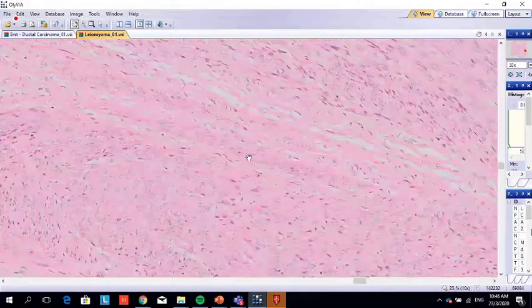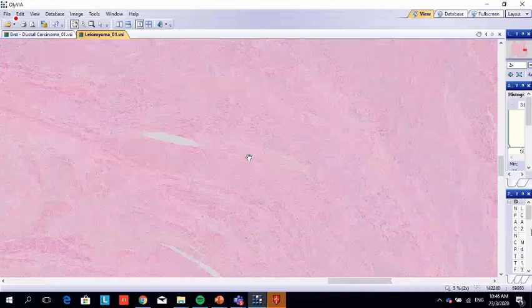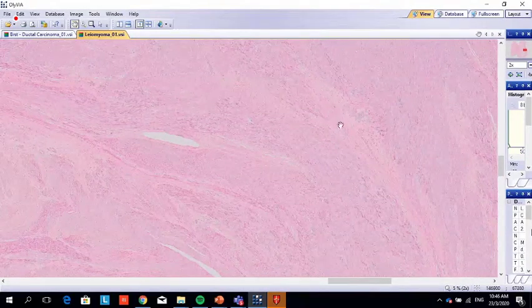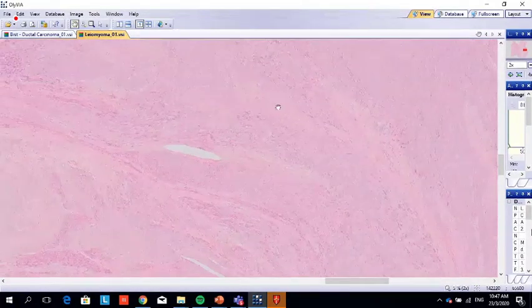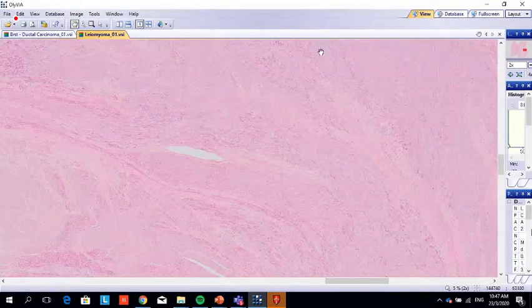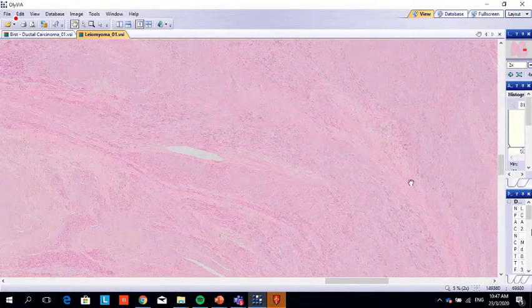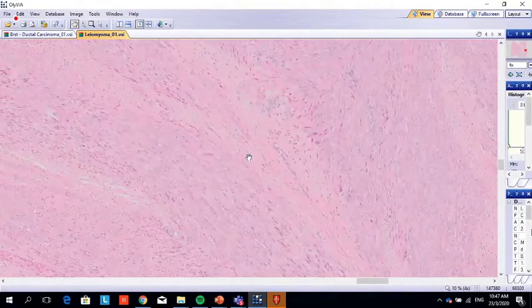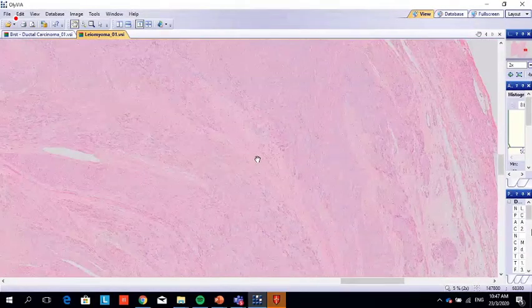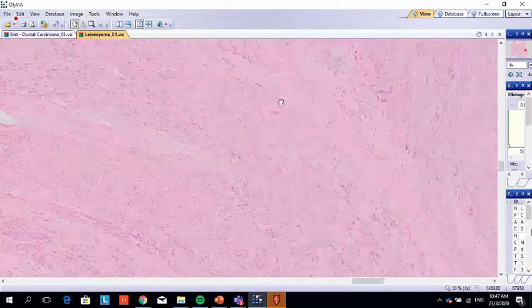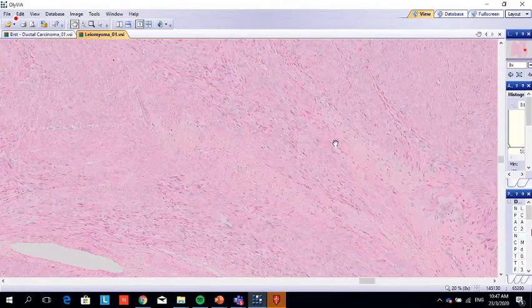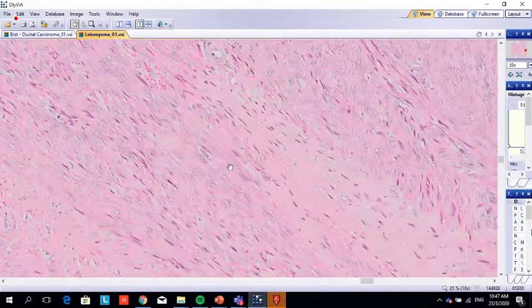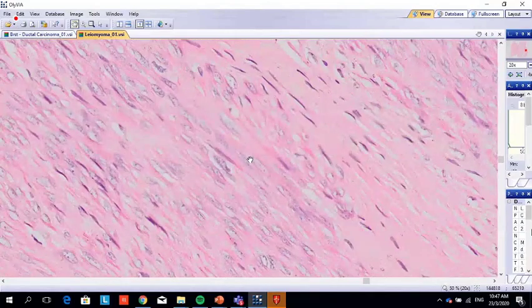Okay. How to describe this? We said interlacing. Can you see interlacing bundles of smooth muscle? Can you see this smooth muscle fiber like this, and another one coming the same way? So we call it interlacing or decussating. Interlacing bundles of smooth muscle fiber, composed of elongated cells with elongated nuclei.